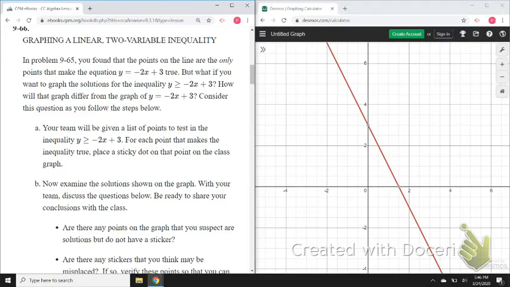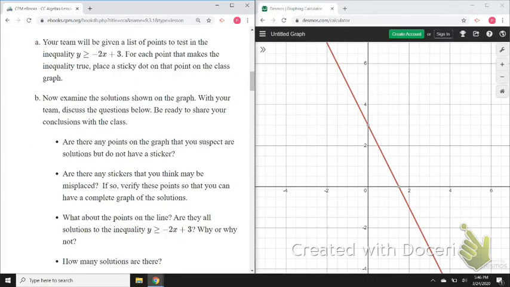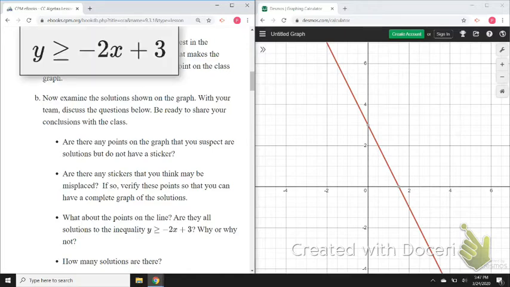You're going to be given a list of points to test. Now, again, if this were a class, I'd give each group a bunch of different points, and I'd have you guys come up to my board here and place the points directly on this graph, and I'd ask you if they are solutions or not. Right? Again, this is not an equation. This is now an inequality. Y is greater than or equal to negative 2x plus 3. So I'll just give you some random ones here. In fact, I've got some right here.